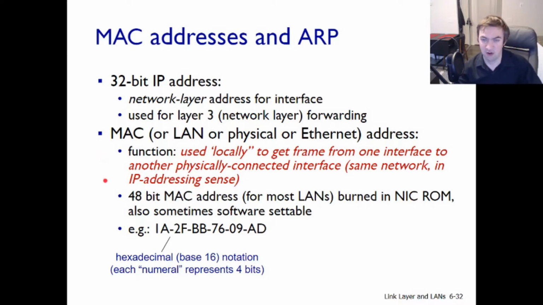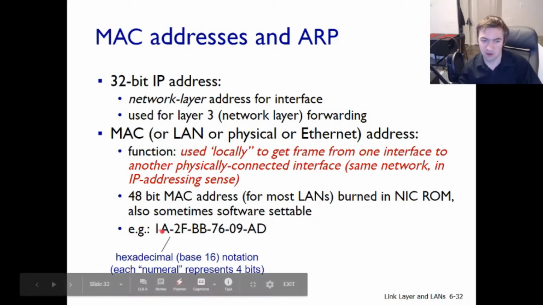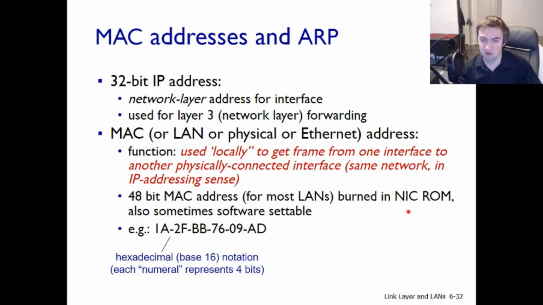And so a MAC address, unlike an IP address, is 48 bits. And so it takes the form that looks something like this in hexadecimal form. Each of these characters represents 4 bits, so it's basically 6 bytes. And these addresses are typically burned directly into the network interface controller. Originally, these were intended to be permanent. However, there now is software that can change these if you need to.